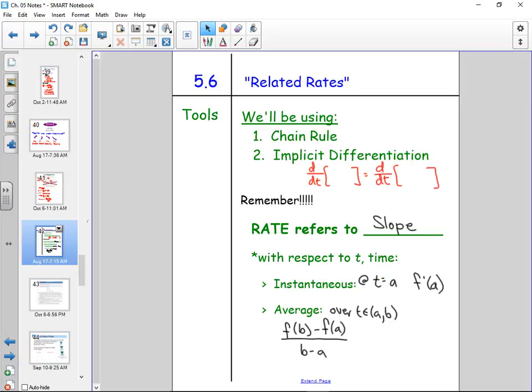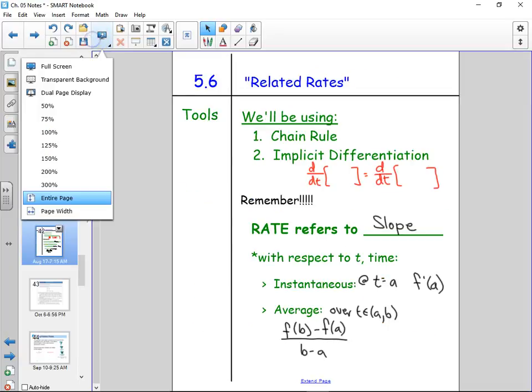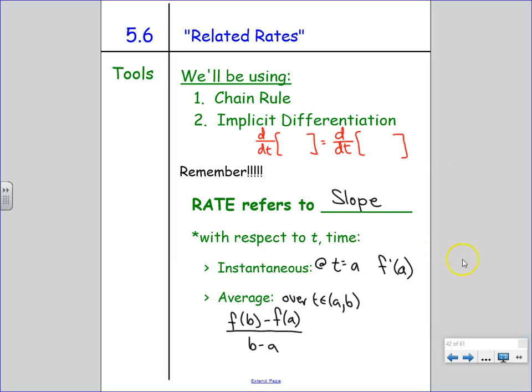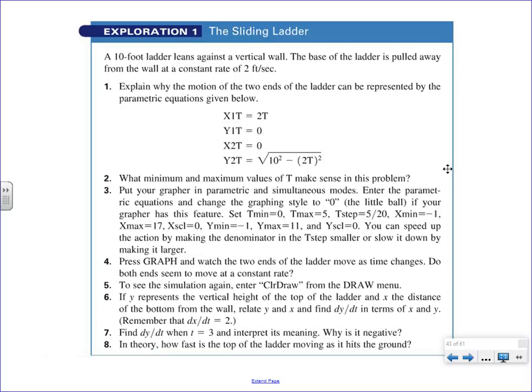Here we are, related rates. I have a question for you. It's kind of based on the exploration in the book. I know, you guys are like, ew, gross.